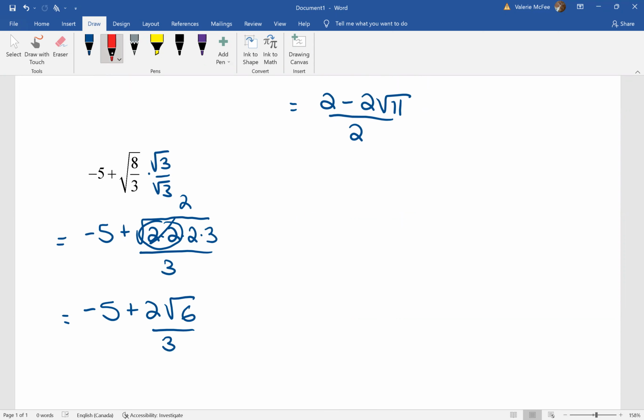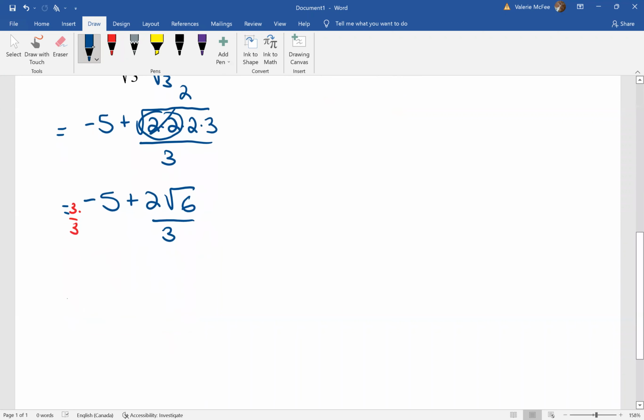This time my common denominator is 3, so I'm going to multiply the first term by 3 over 3. So we have negative 15 plus 2 root 6 all over 3.